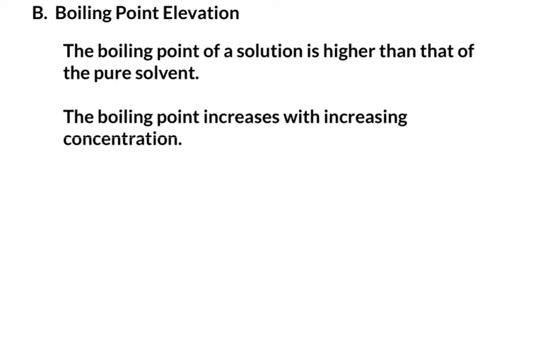And now let's look at how the boiling point of a solution is elevated over the boiling point of just the pure solvent. So we know that the boiling point of a solution is higher than that of the pure solvent, and we know that the boiling point will increase with increasing solute concentration. The more salt you put in, the more of whatever solute it is, the higher the boiling point will be. So what's happening in this case?